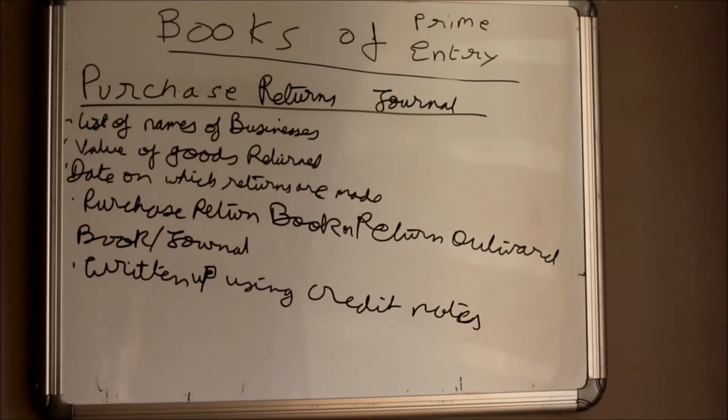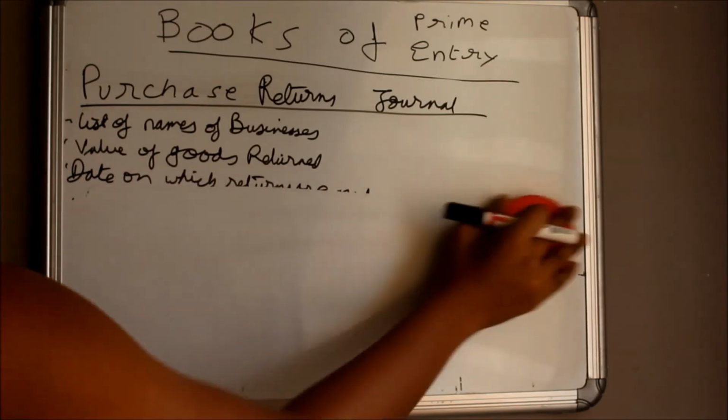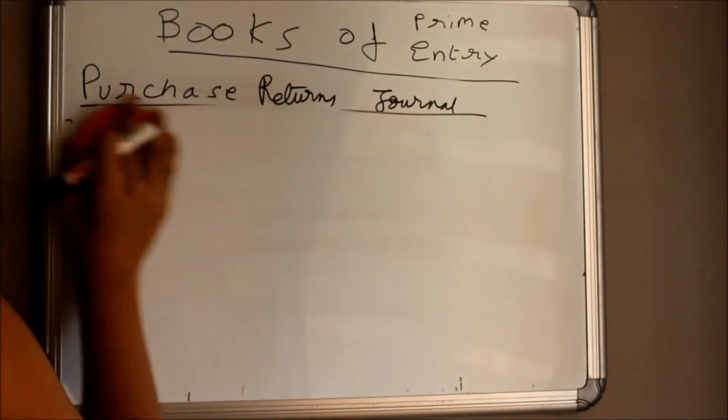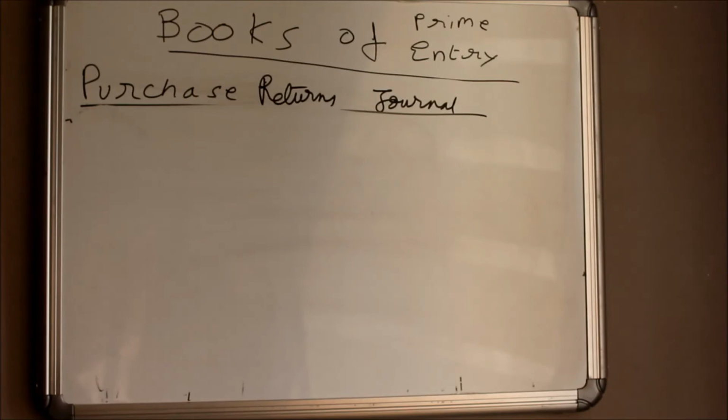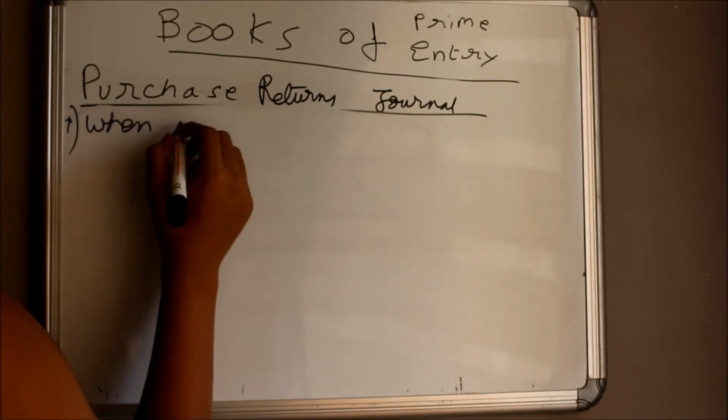And now I want to show you what the different types of entries are for the purchase returns journal. Even this has two prime entries. I'm going to show you what the entries are. So you can pause the video anytime and you can look at this. So there are two types of entries. First one is when goods are returned to the credit supplier. So what happens when goods are returned to the credit supplier?